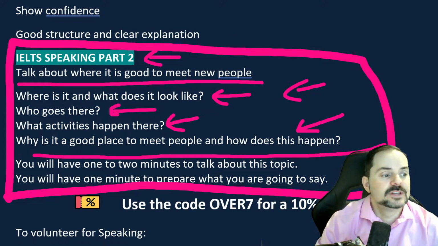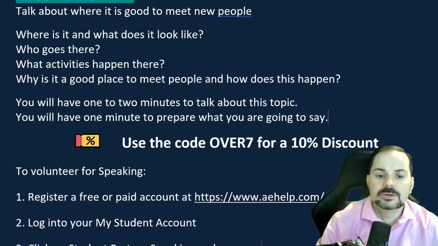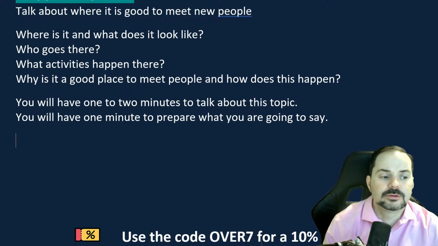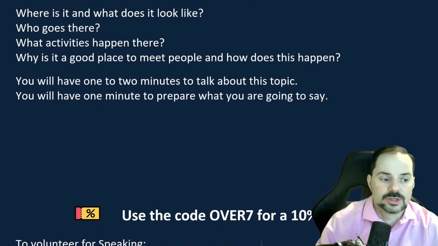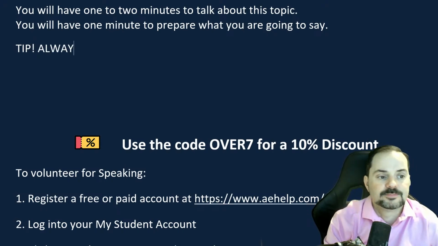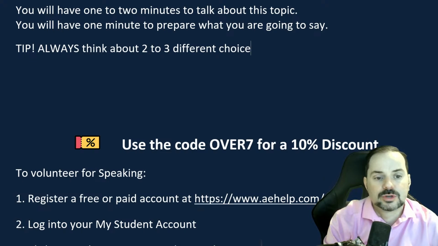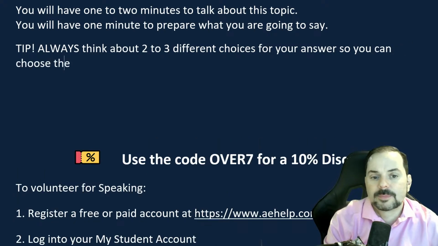So once you've read the card, then you have to think about your answer, right? And I always tell you that when you think about your answer, think about at least 2 to 3 different possible choices. This is a very, very important tip. Always think about 2 to 3 different choices for your answer so you can choose the best one.